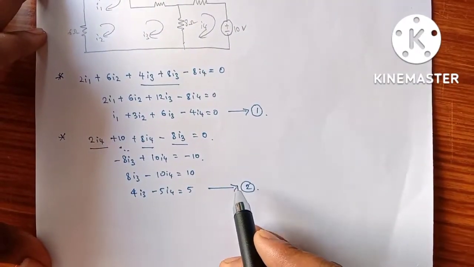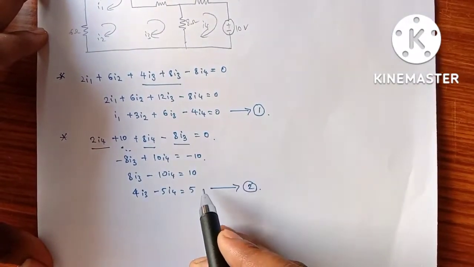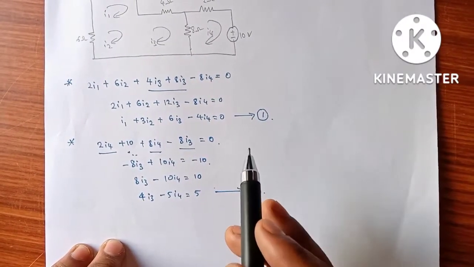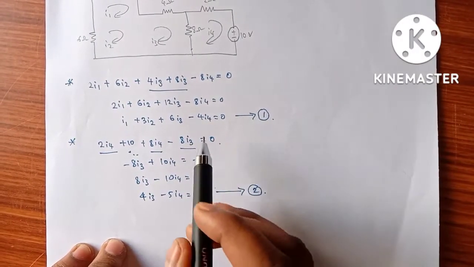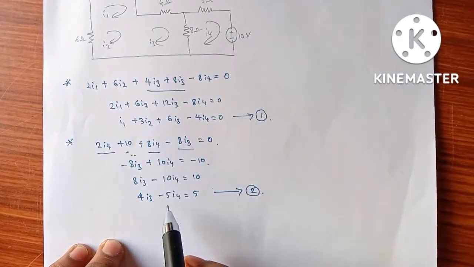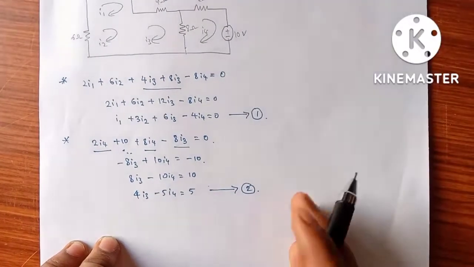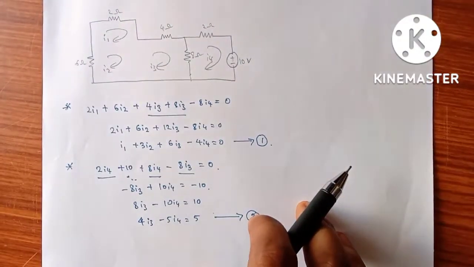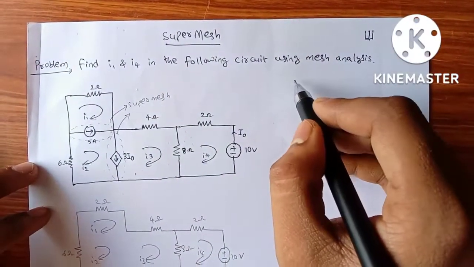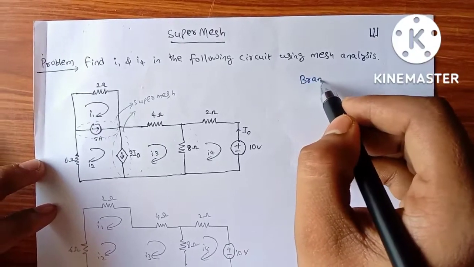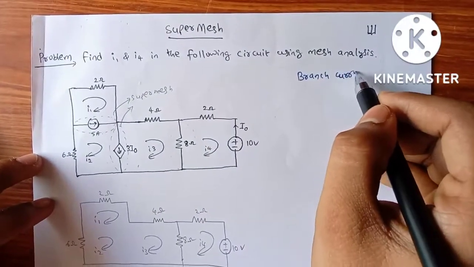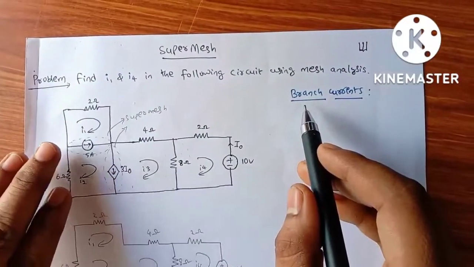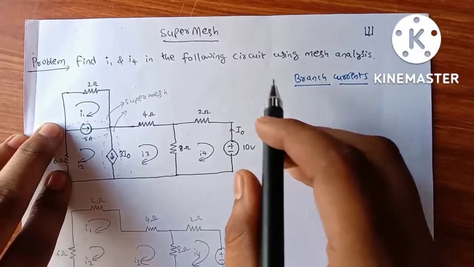Hence these two equations are not sufficient to solve the circuit. If we have a number of variables, then that many equations are required. Here that is not satisfied, so we are using branch currents. Now we are solving using branch currents.